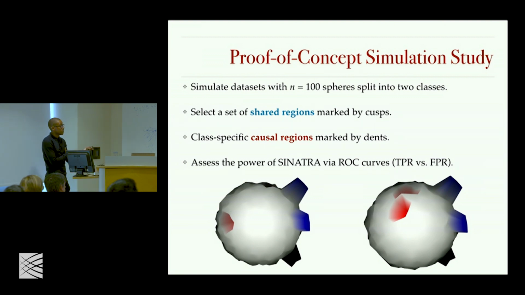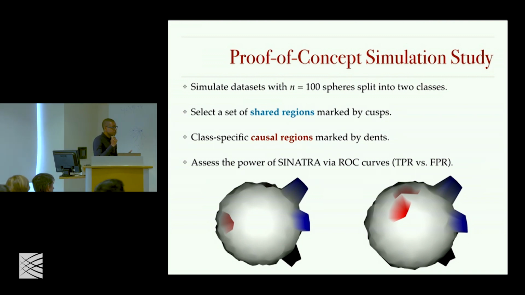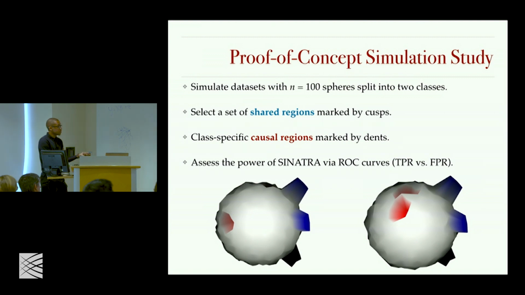So I'm going to indent in these nice causal group-specific regions. These indentations happen for this group. These indentations happen for that group. Okay. What I'm going to do is assess the power of Sinatra via these raw curves, which is true positives and false positives. Basically, how well is Sinatra able to find indices here and here versus the false positive regions, right?